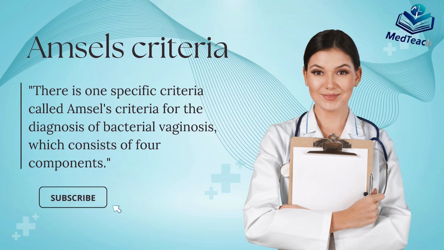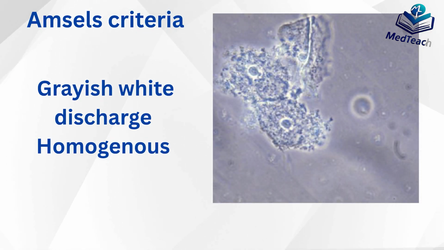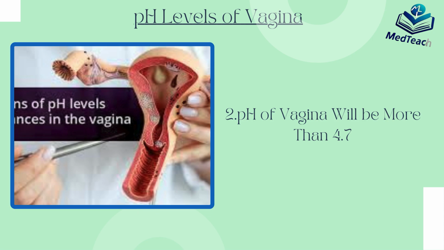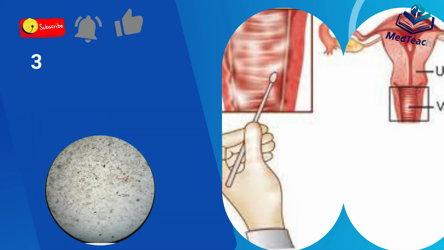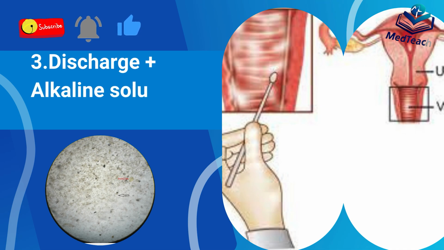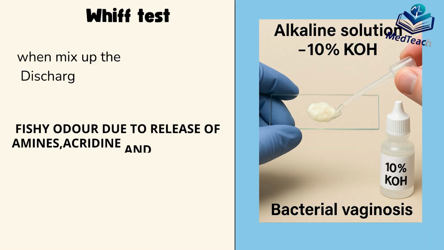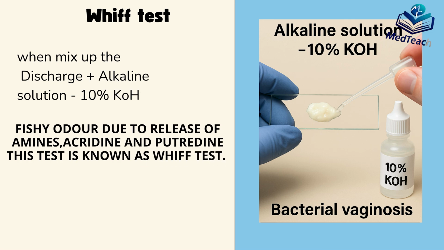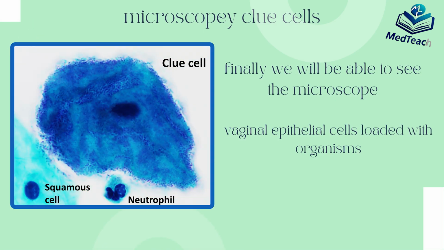There is one specific criteria called Amsel's criteria for diagnosis of bacterial vaginosis, which consists of four components. The first component is the discharge will be grayish white and homogeneous. The second point is that the pH of the vagina will be more than 4.5. And the next one is that when you mix the vaginal discharge with an alkaline solution like 10% potassium hydroxide, it will produce a fishy odor due to the release of amines, cadaverine and putrescine. This test is known as whiff test. And finally, we will be able to see the clue cells on microscopy. Clue cells are nothing but the vaginal epithelial cells which are loaded with the organisms.